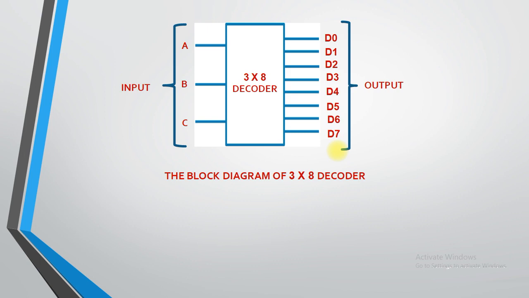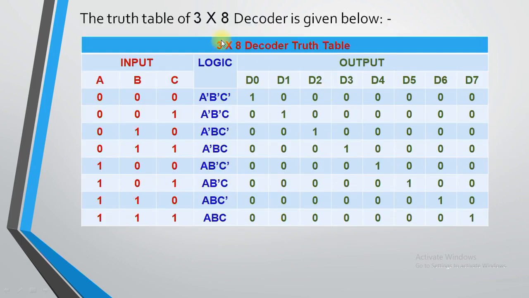After the logic, you need to write 1 in the D0 column for the first row, in the D1 column for the second row, then the third column, so across the diagonal you need to write the 1. So when there is a combination 111, that means A equals 1, B equals 1 and C equals 1, in that case the output line D7 is activated and you will have D7 equals 1. Let me share the truth table for the same.